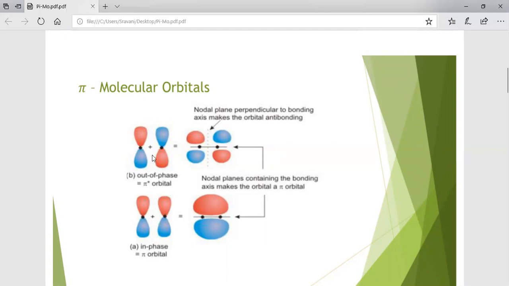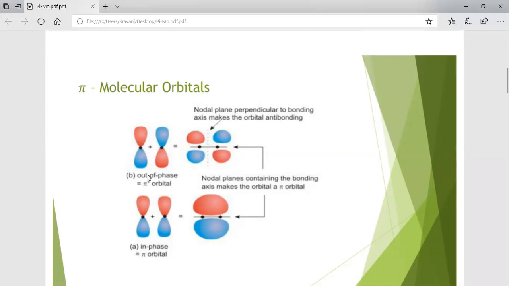The other way of combination is when two p atomic orbitals have opposite signs. This lobe is positive and this lobe is negative, so both are opposite. When two p atomic orbitals approach each other with opposite sign, there will be a formation of a node like this. Where there is a node, we cannot find the position of the electron. So here we observe zero electron density due to the node. Due to the formation of the node between these two atomic orbitals, we observe anti-bonding interactions.